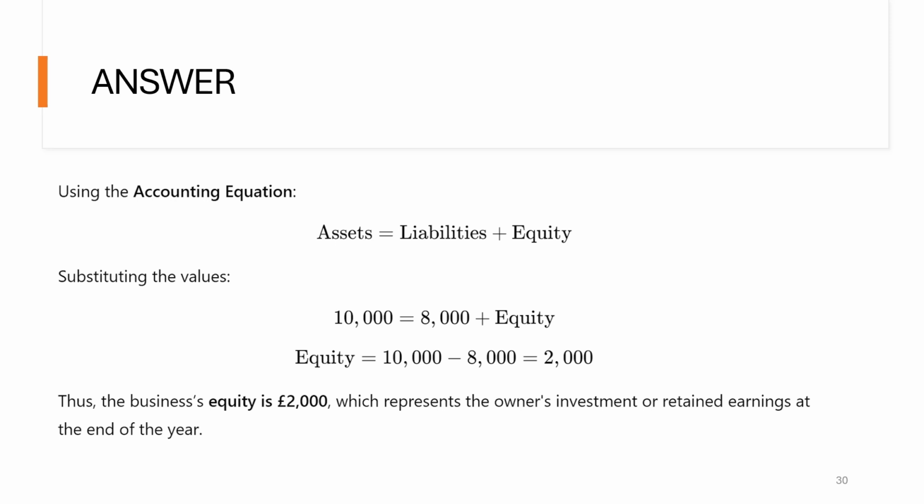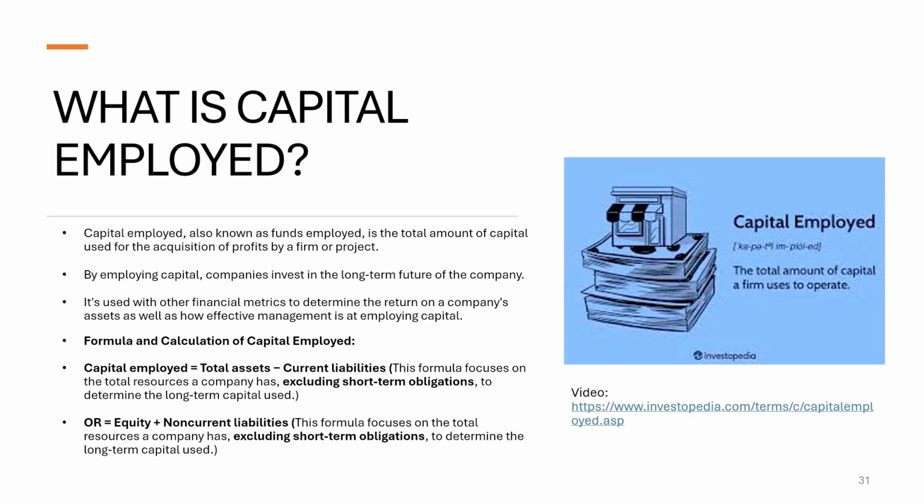Equity represents the amount the owner truly owns in the business after paying off all debts. A positive equity, in this case £2,000, means the business has more assets than liabilities, indicating financial stability. If liabilities were greater than assets, equity would be negative, meaning the business owes more than it owns, a potential financial risk. Now I introduce another key concept, which is capital employed. Capital employed is an important financial metric used to measure how much capital a business is using to generate profit.